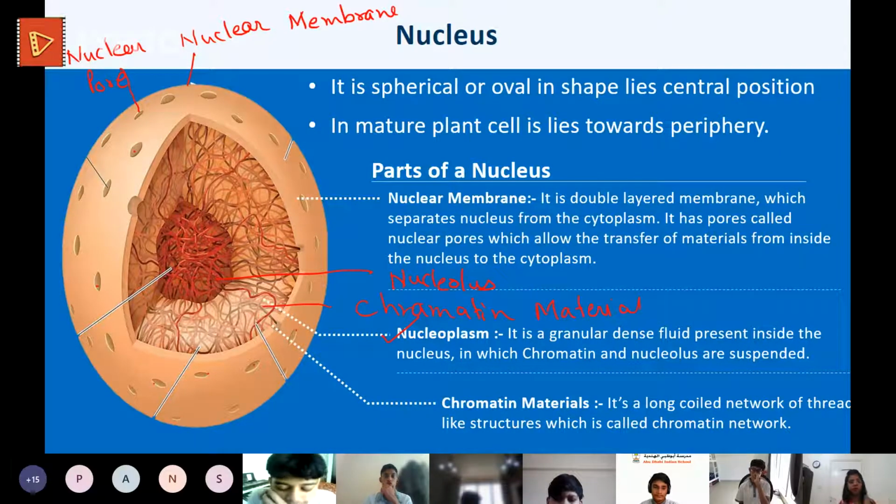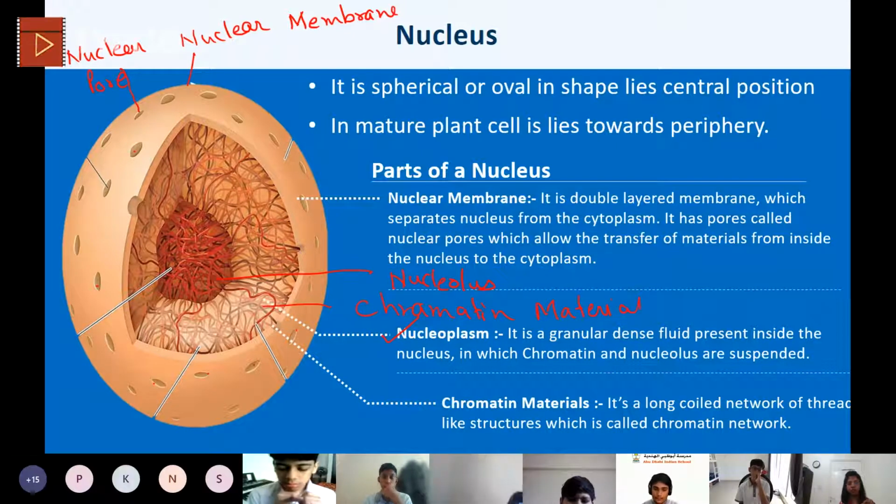The nucleus is spherical or oval in shape, and it lies in the central position in most cells, especially in animal cells. But in mature plants, it is shifted towards the periphery because in a plant cell, most of the area is captured by the big vacuole. Parts of the nucleus: the nucleus is bounded by a two-layer nuclear membrane, and inside the nuclear membrane many holes are present, which are called nuclear pores. Through these nuclear pores, substances can go from the nucleus to the outside.